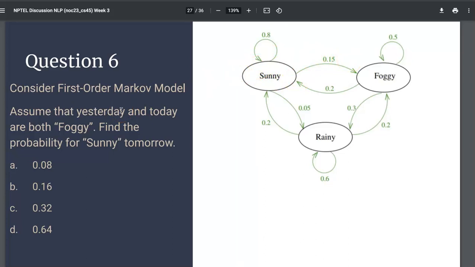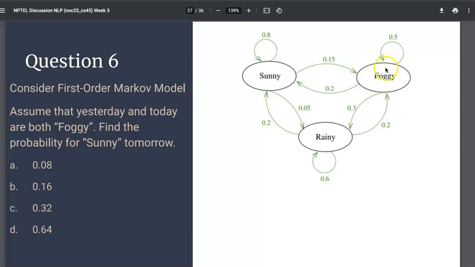Now, what are these things? They are saying assume that yesterday and today are both foggy. So yesterday was also foggy and today is also foggy. Now the question is to find the probability that tomorrow will be sunny. This question is very simple, you don't need to do anything. Basically they are asking what is the probability that tomorrow will be sunny. But what we know is that today is foggy. So we are here, we know today is foggy.